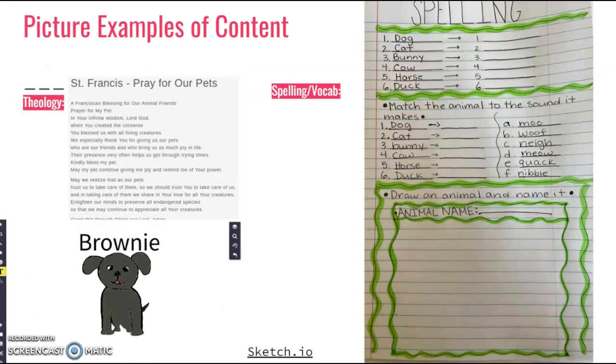And then here are the picture examples from our content. On the left, I have the St. Francis prayer. And then I have the picture of the dog that I drew, and I named it Brownie. And then I have the sketch.io link right there. And then I have the worksheet that I created. This just shows how first the students will copy down the word, and then they will match the animal to the sound that it makes, and then they will get the chance to draw an animal.